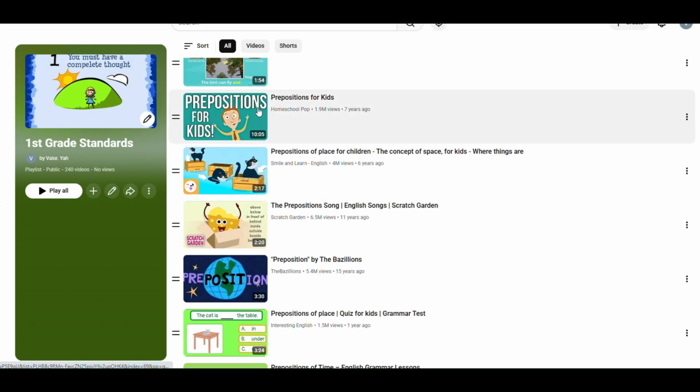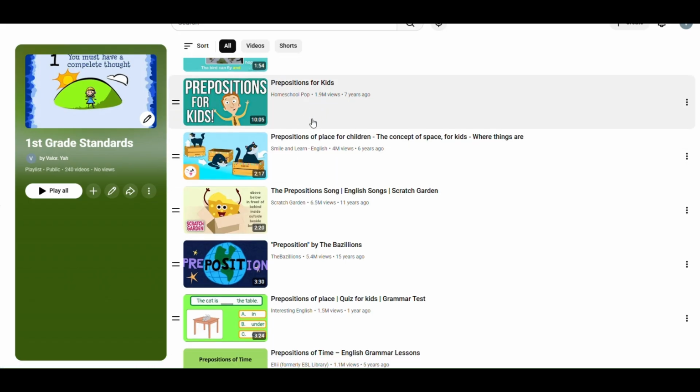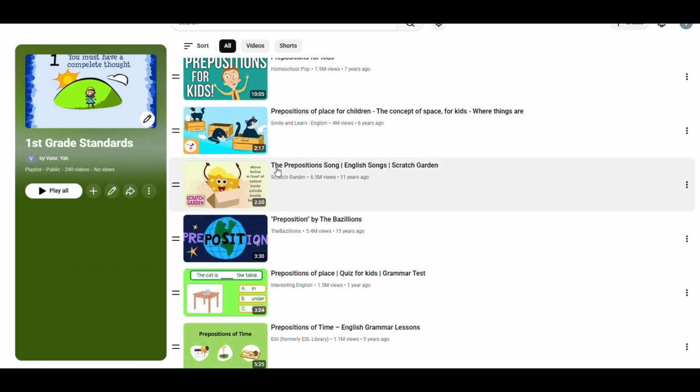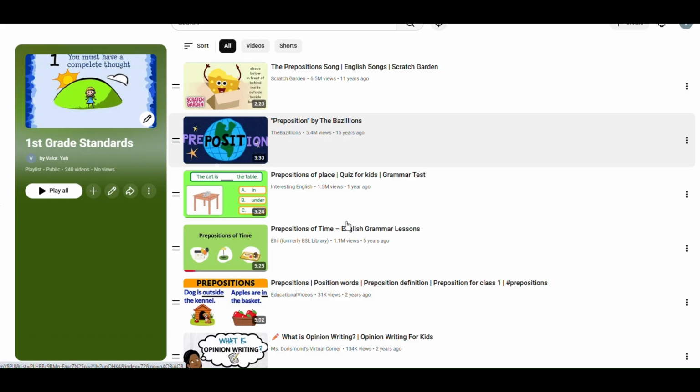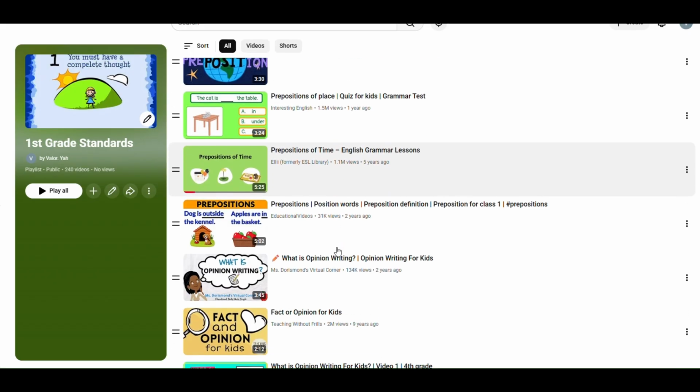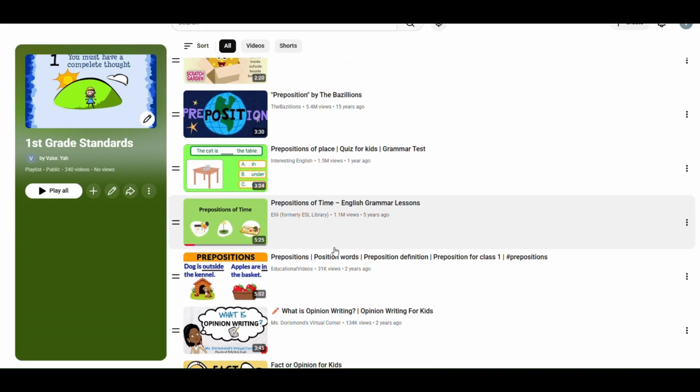Prepositions for kids. Again, I do like Homeschool Pop. And again, sometimes for me, Smile and Learn as well. Sometimes not so much, but I do like the cat in the box. And I do like the Scratch Garden song. It's very simple, but I do like it. It kind of is like an earworm. It gets in your head. As long as it doesn't get in your head more than the word of Yah, we're straight.